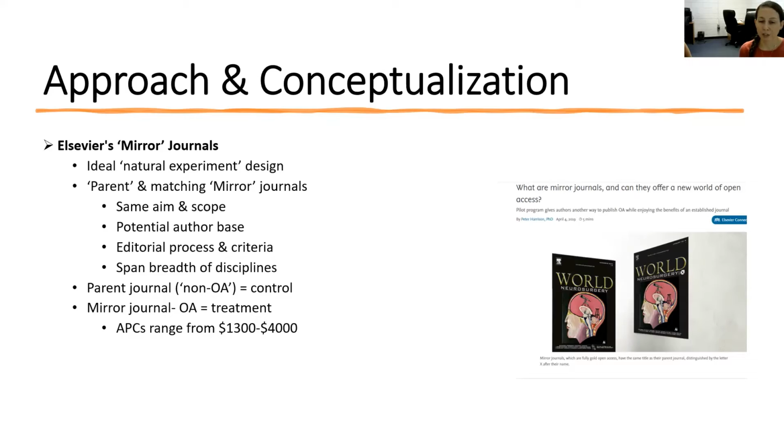And the parent journal essentially is our control group, and the mirror journal is our treatment group that involves a high APC. And these APCs range from about $1,300 to $4,000. So we're talking about a significant sum of money.